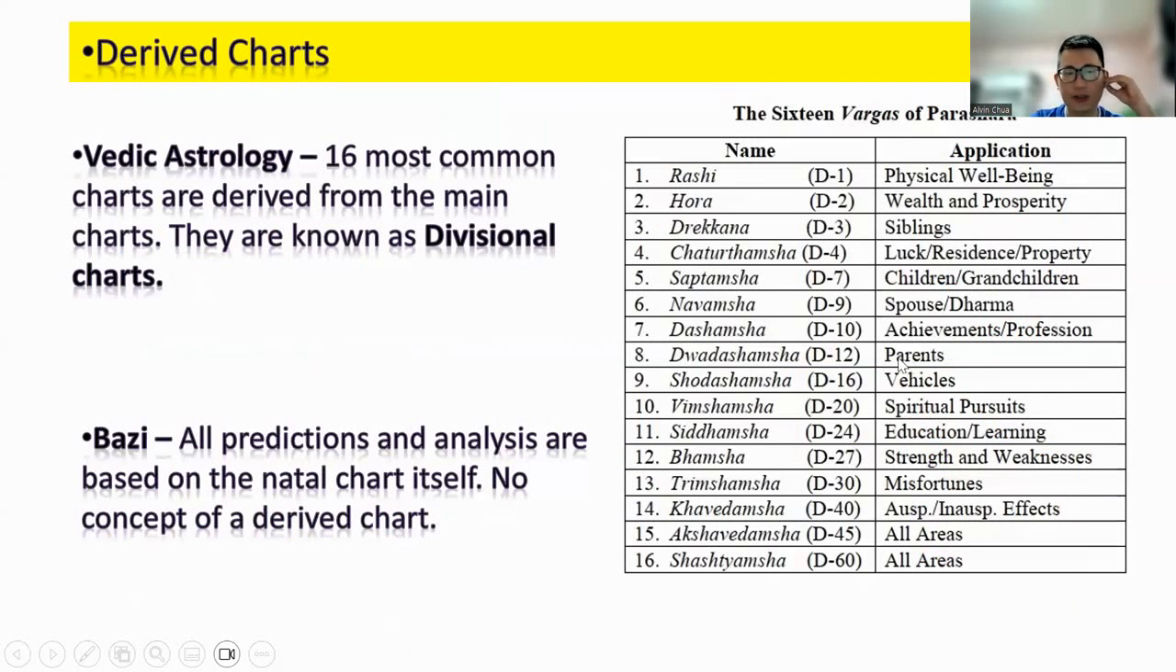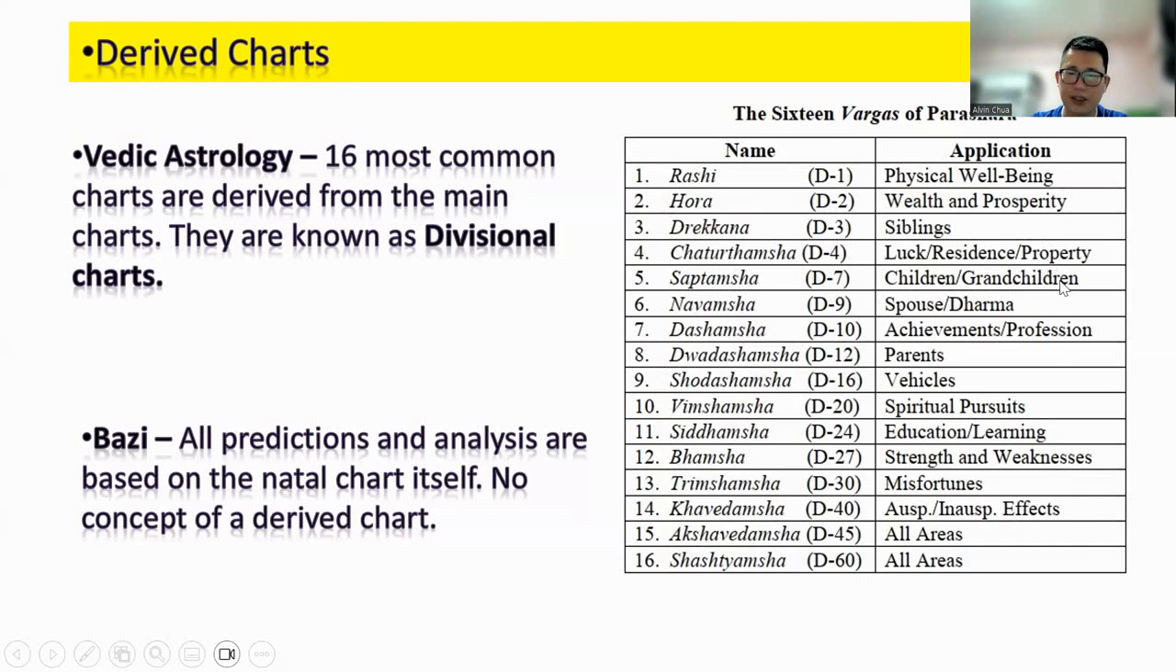Next thing is derived chart. For Vedic Astrology, beside the birth chart, we will use something called the divisional chart. That means we use the birth chart, the first chart, the usual one that I showed you before. We call it D1. Then from there, we use certain mathematical calculations to derive additional charts. The most common ones number 16. So beside the natal chart, D1, there will be other charts, D2, D3, D7.